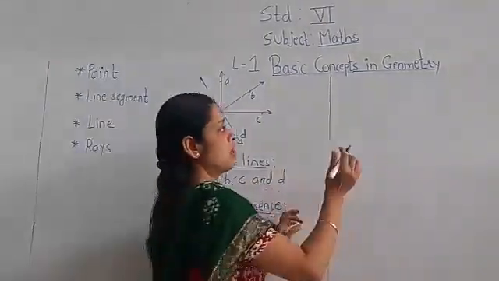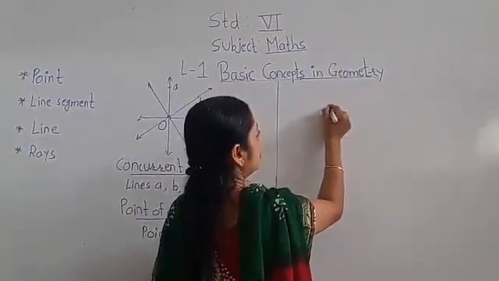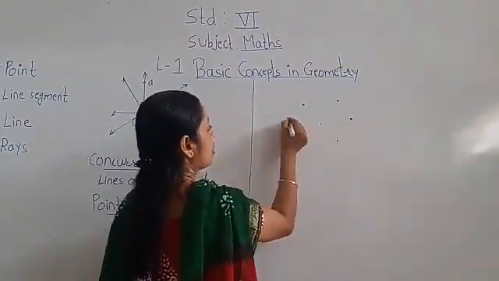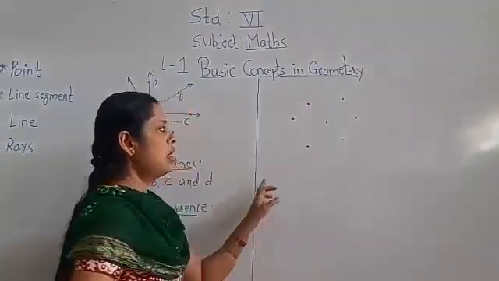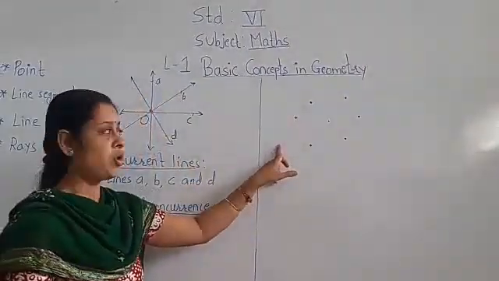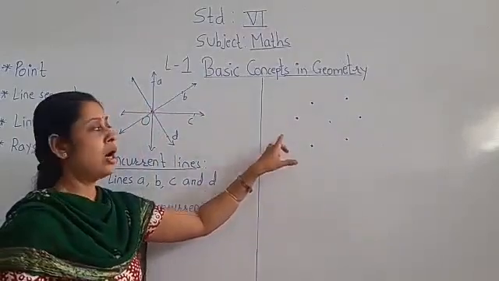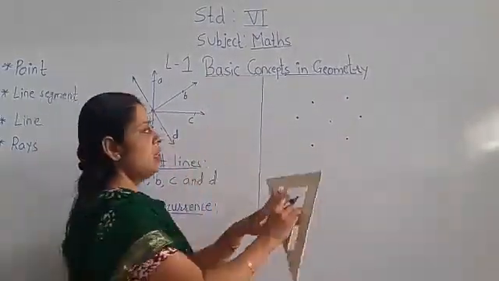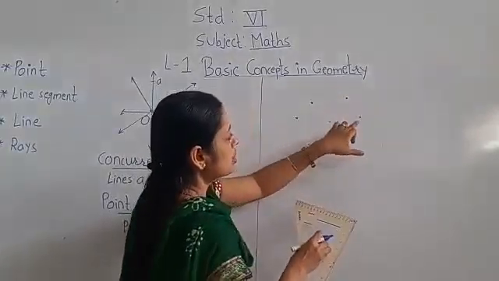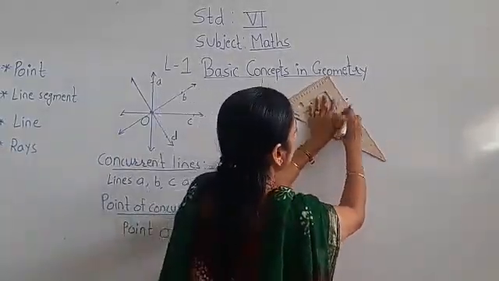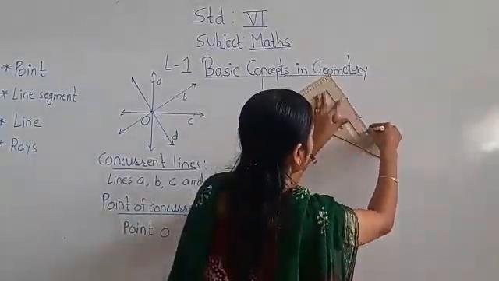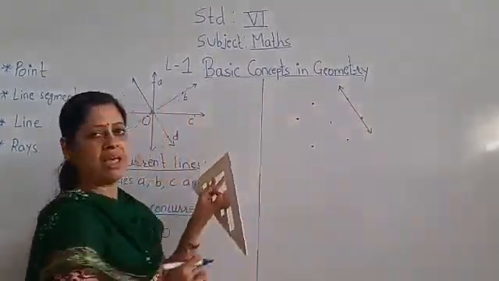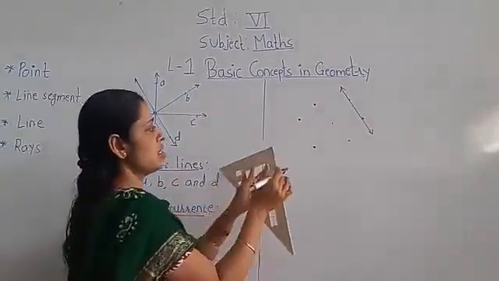Now we will take one more activity. Here I will draw some points. If we choose any 2 points, we have to find out how many lines we can draw through any 2 distinct points. If we choose these 2 points, let us find how many lines we can draw. One line we can draw through these 2 distinct points.